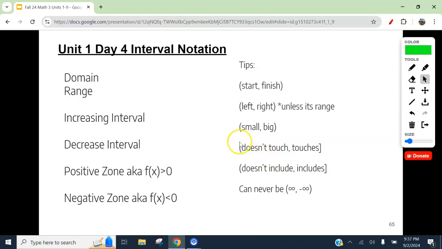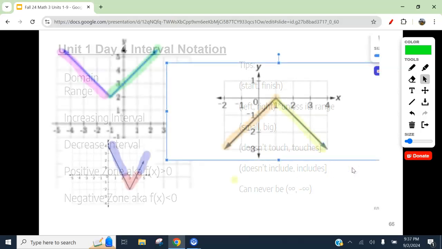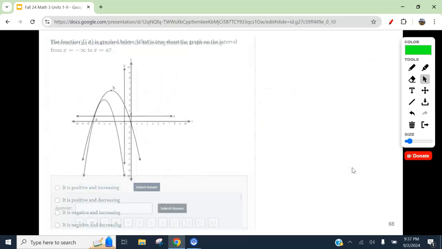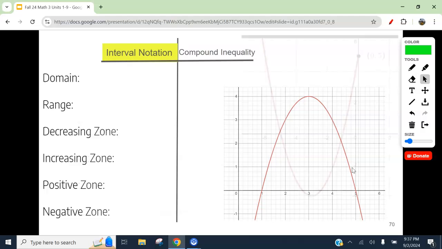Remember, parentheses means it doesn't touch or include, if you want to say it that way. Best to say include. Bracket means it actually touches or includes. And since it's small to big, it can never be infinity in the first spot. It can never be negative infinity in the second spot. So anyways, enough of talking about it. Let's go ahead and jump in and do one.